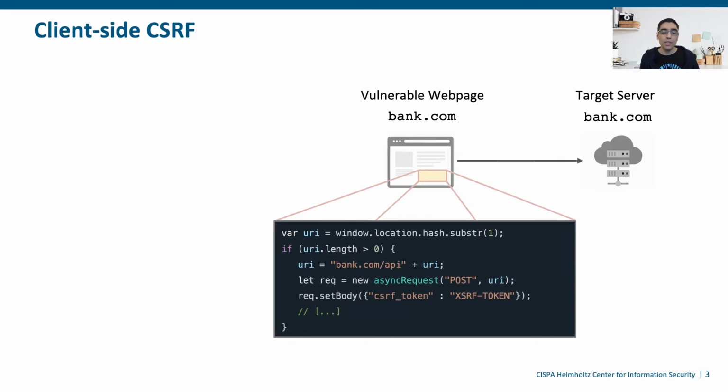Assume that we have a web application, say bank.com, which has this piece of client-side JavaScript code. The code first reads the URL hash fragment and then, without sanitization, uses it as a path of an API endpoint to which an asynchronous request is sent. Note that this request contains a valid anti-forgery token.